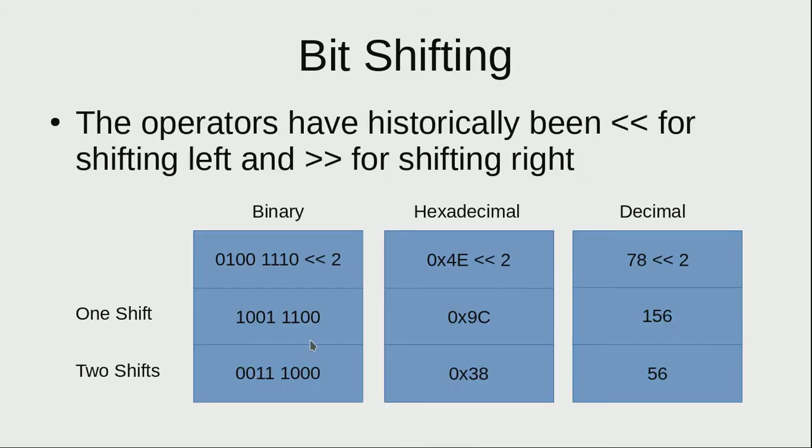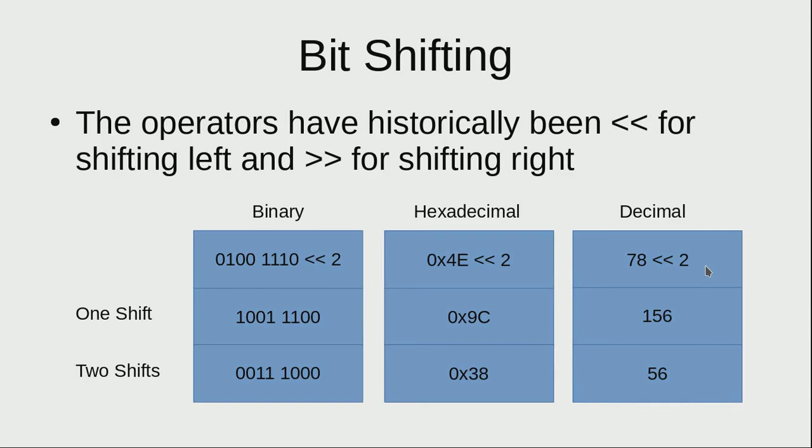Okay. So typically we've used two arrows for left and two arrows for right, because they look like they're pointing to the left or to the right. And there's a subtle difference between two arrows right and three arrows right. We'll talk about that in a moment. But the very simple case, again, we've got 0, 1, 0, 0, 1, 1, 1, 0, and we're going to shift it left two positions.